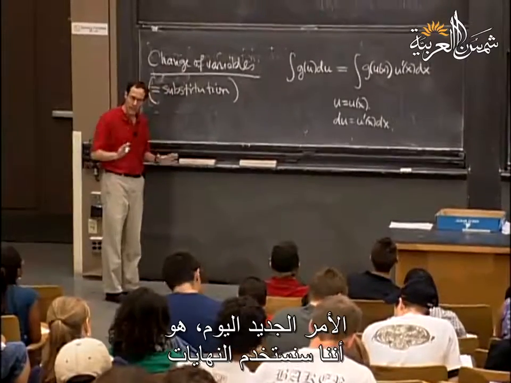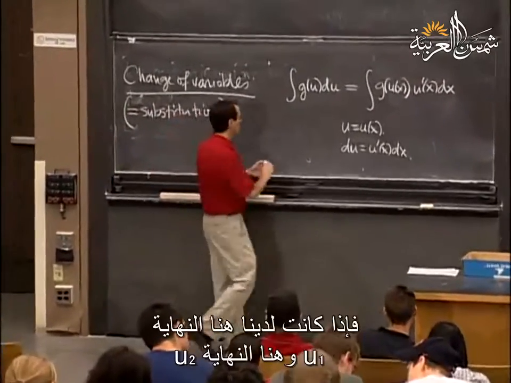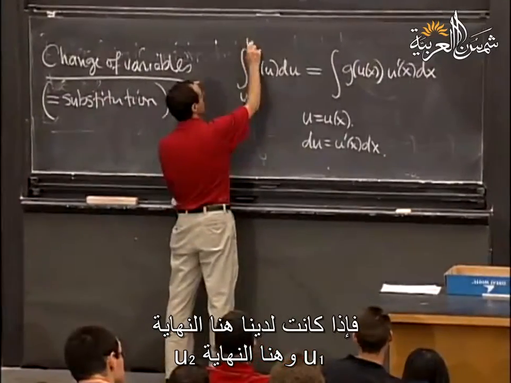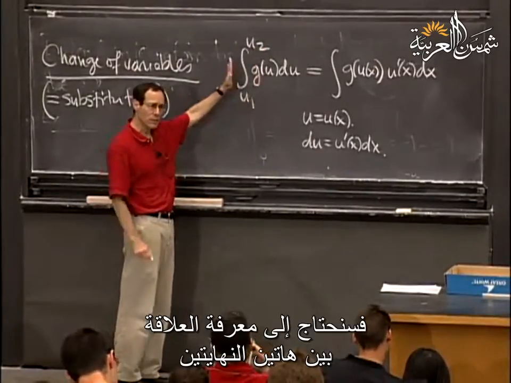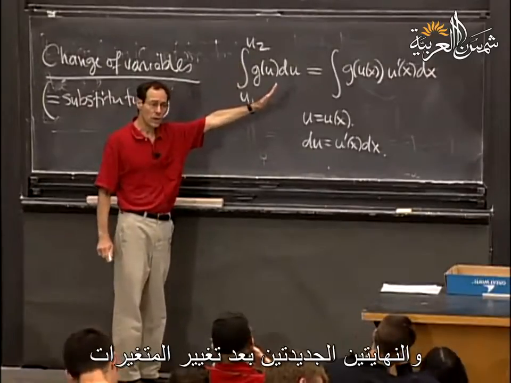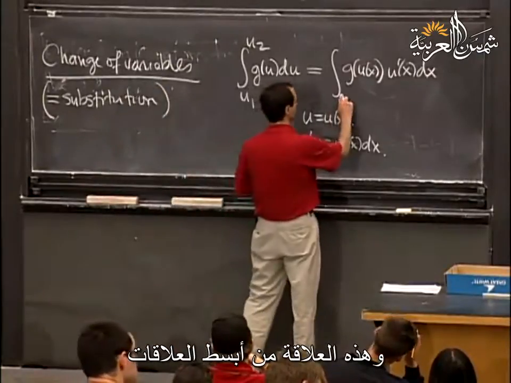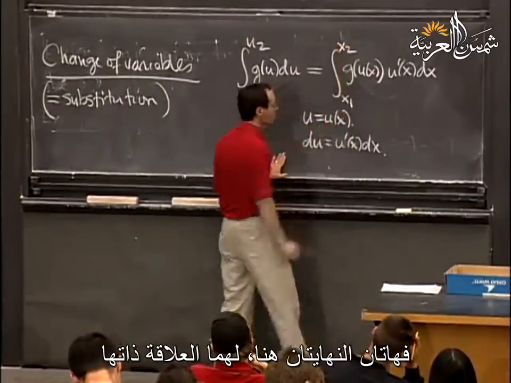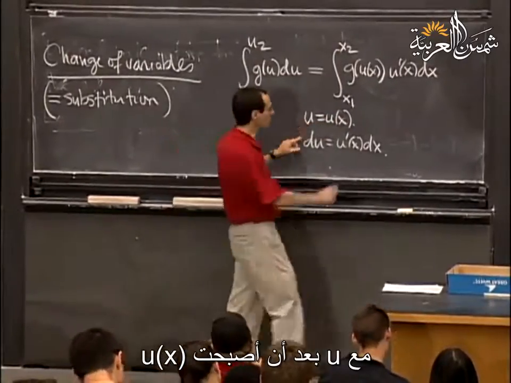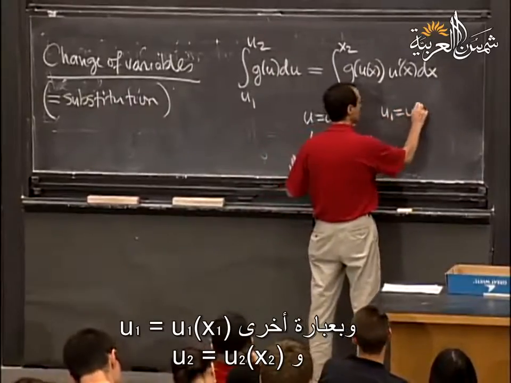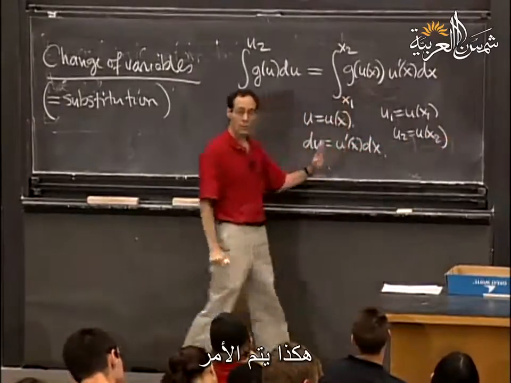What's new today is that we're going to put in the limits. If you have a limit here, u1, and a limit here, u2, you want to know what the relationship is between the limits here and the limits when you change variables to the new variables. And it's the simplest possible thing, namely, the two limits over here are in the same relationship as u of x is to this symbol u here. In other words, u1 is equal to u of x1, and u2 is equal to u of x2. That's what works.